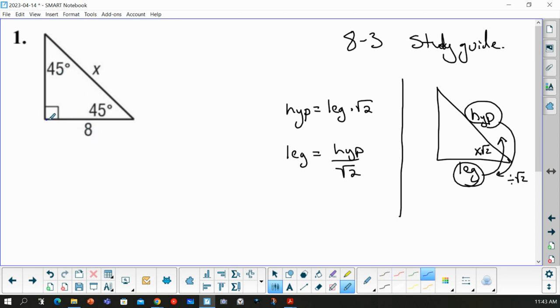First of all, identify what you got. This 8 is the leg. That's what you have. What are you trying to find? This x. That's the hypotenuse. So since I'm trying to find the hypotenuse, I want to use this one. The hypotenuse equals the leg times square root of 2. And again, because it's a shortcut, that's your answer. This x equals 8 root 2. Let's go ahead and do the rest of this worksheet.